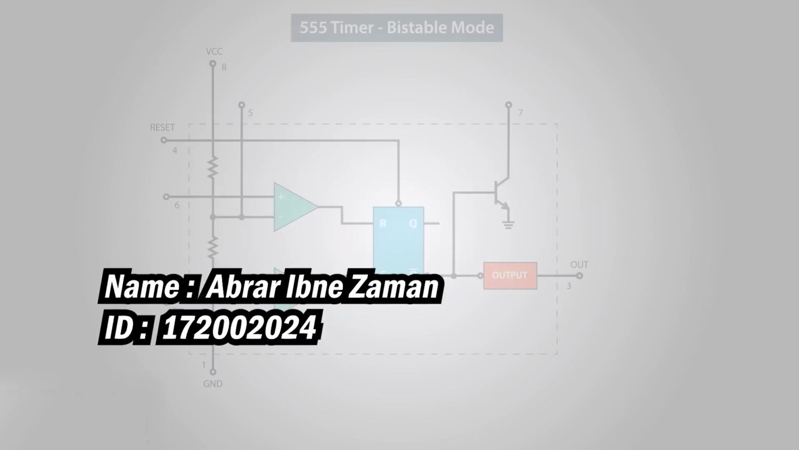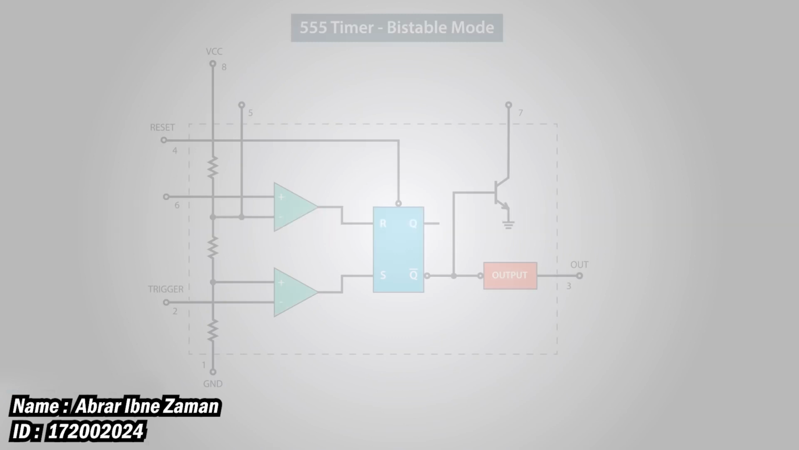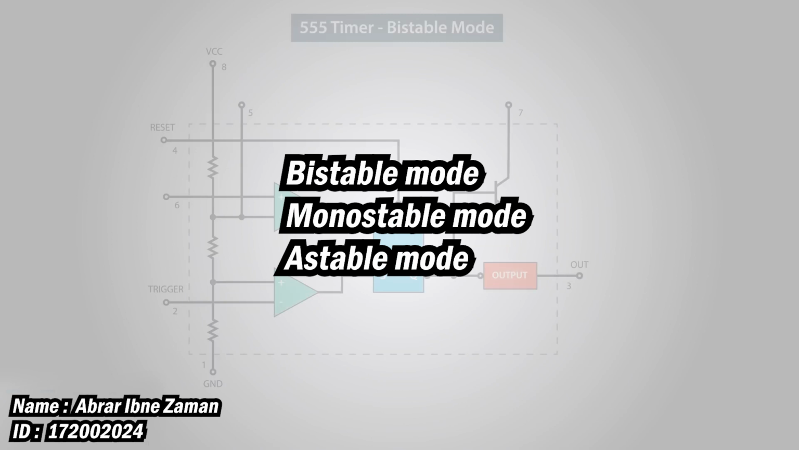172002024. This is a presentation about the 555 timer IC and its different modes of operation. The 555 timer has three modes: bistable mode, monostable mode, and astable mode. In this presentation, I will discuss the bistable and monostable modes.